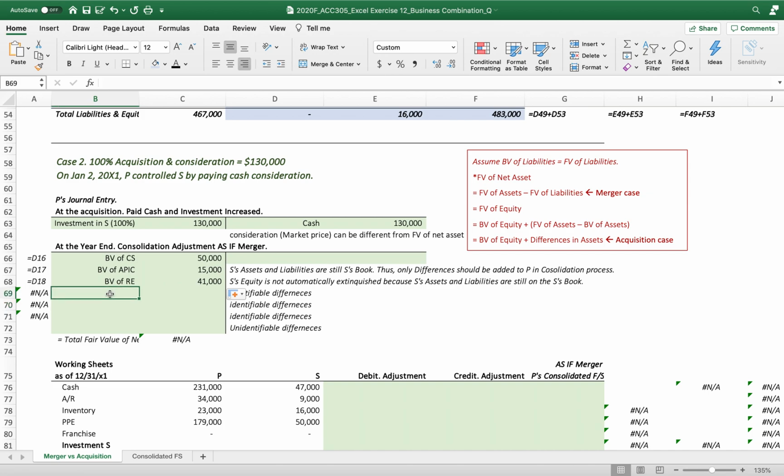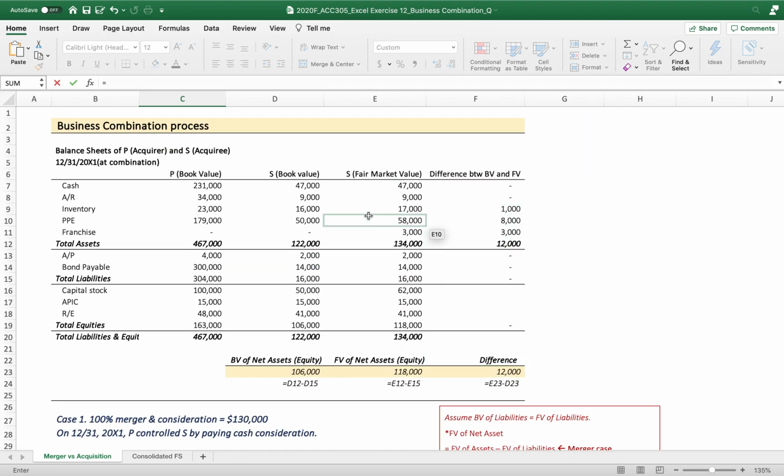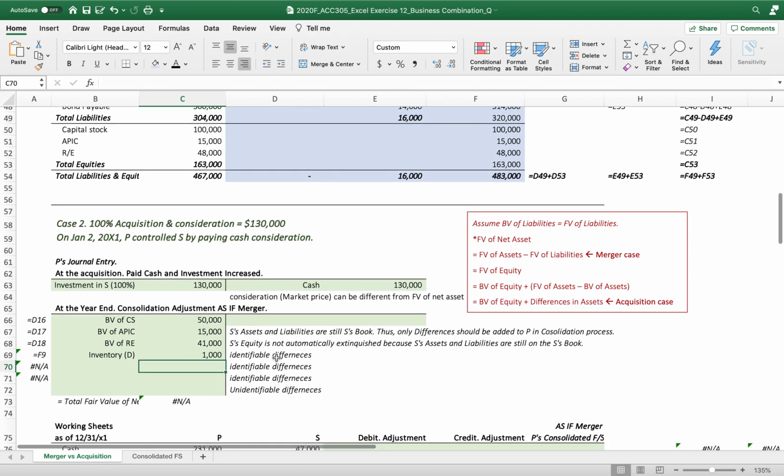Now we put the differences. Now, what is the difference? As you remember, inventory differences. How much was the inventory differences? Inventory asset, the fair value is greater than the book value. So 1,000. If the book value is greater than the fair value, we put this inventory on the credit side. But here the fair value is greater than the book value. So we increase here on the asset side, okay?